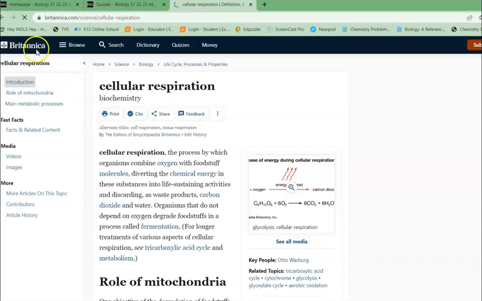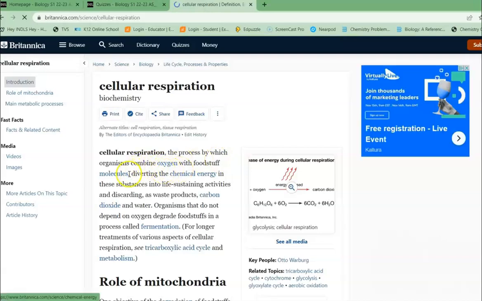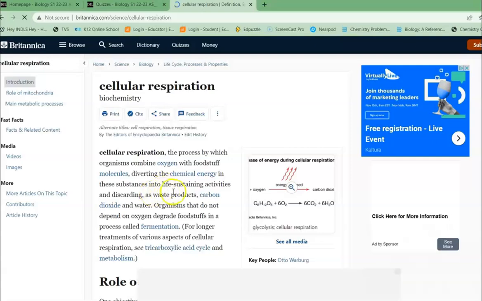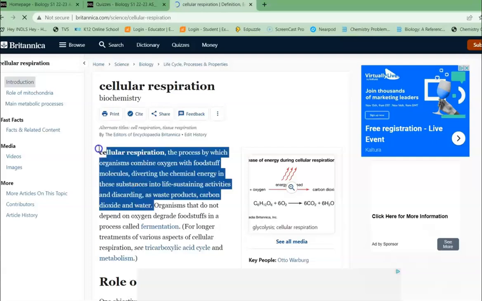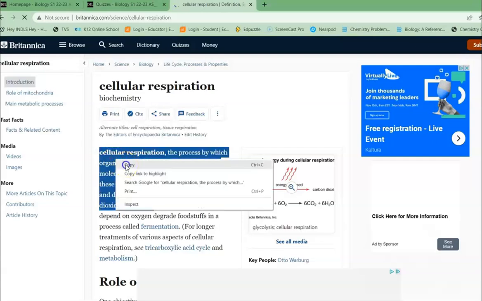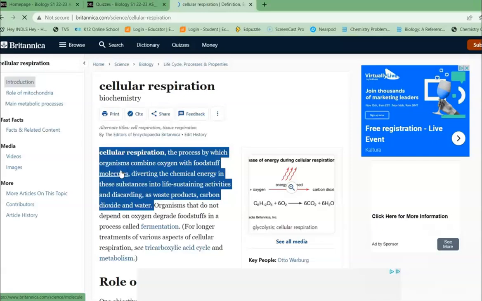So this is the Encyclopedia Britannica, and it says cellular respiration is the process by which organisms combine oxygen with foodstuff molecules like glucose, diverting the chemical energy in these substances into life-sustaining activities and discarding as waste products carbon dioxide and water. So if you just copied and pasted that, I will know that you didn't write that because we didn't really talk about it like that in class, right?